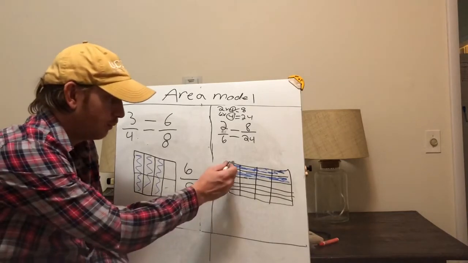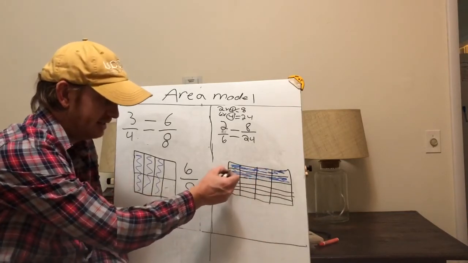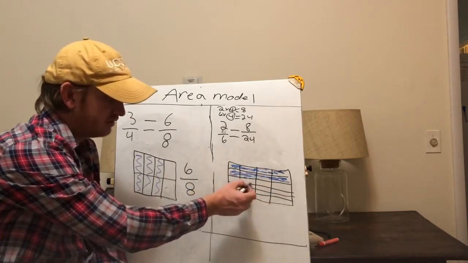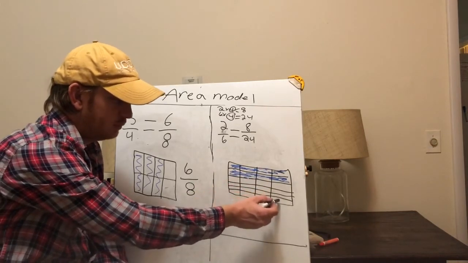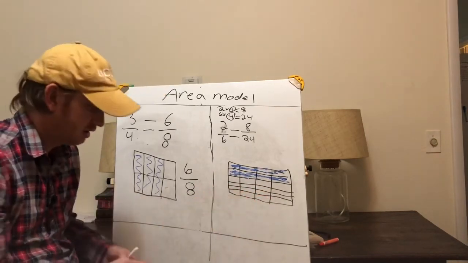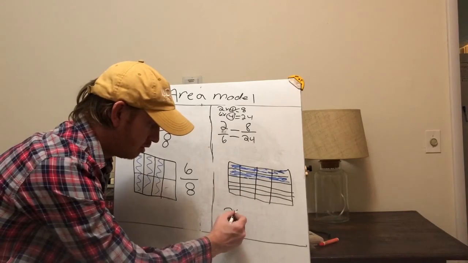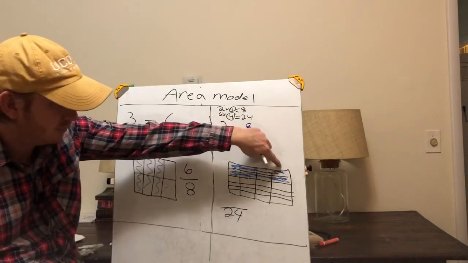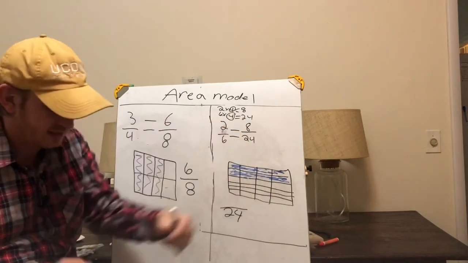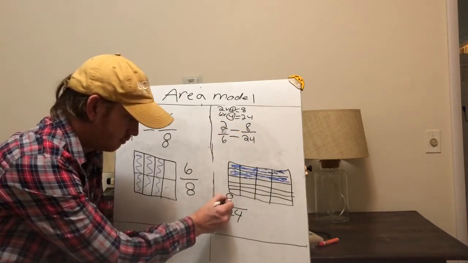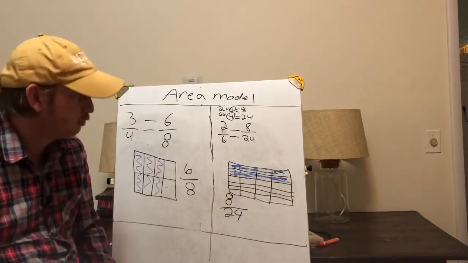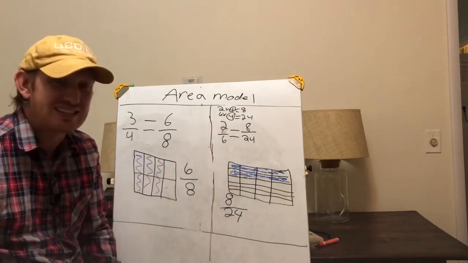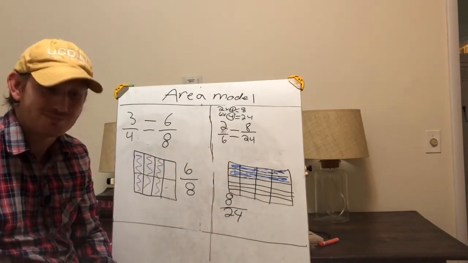And now, 1, 2, 3, 4, 5, 6, 7, 8, 9, 10, 11, 12, 13, 14, 15, 16, 17, 18, 19, 20, 21, 22, 23, 24. Perfect. And up top, 1, 2, 3, 4, 5, 6, 7, 8. So we have proven that 2/6 is equal to 8/24.